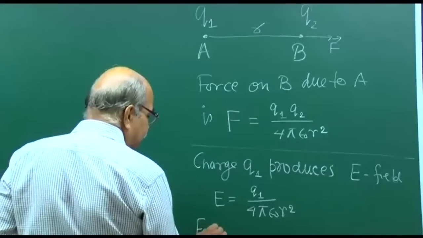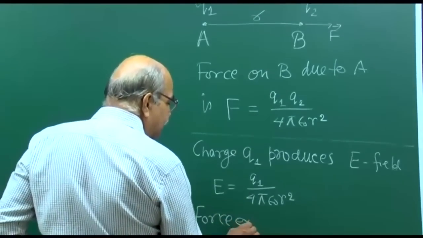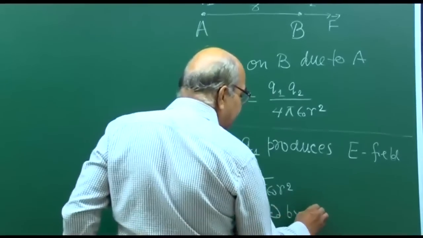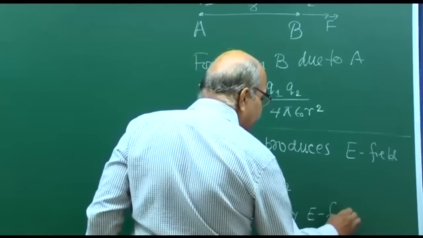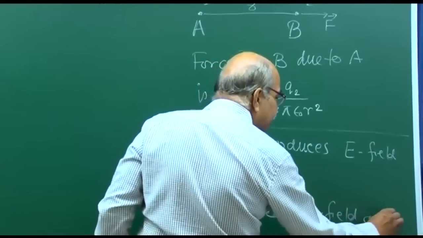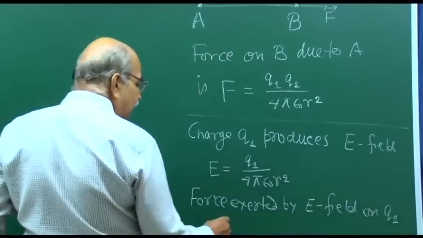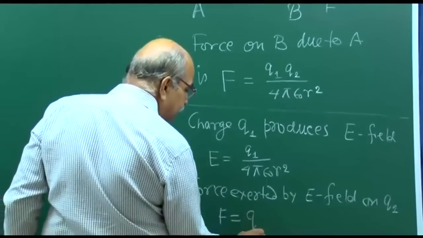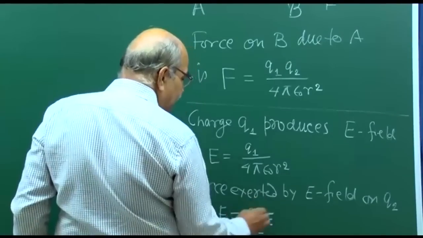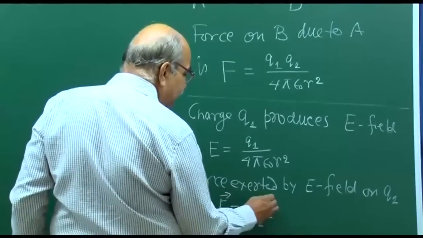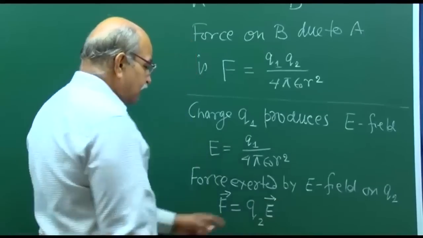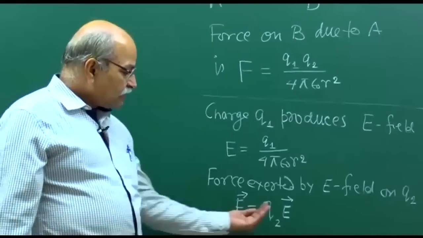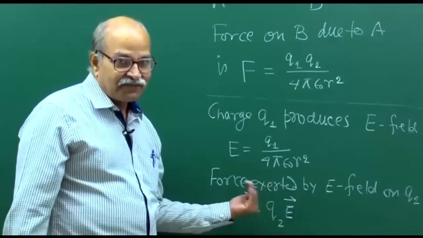Force exerted by the electric field on Q2, and that force is given by Q2 times E. That force is in the same direction as E if Q2 is positive, and if Q2 is negative, then the force will be opposite to the direction of the electric field.